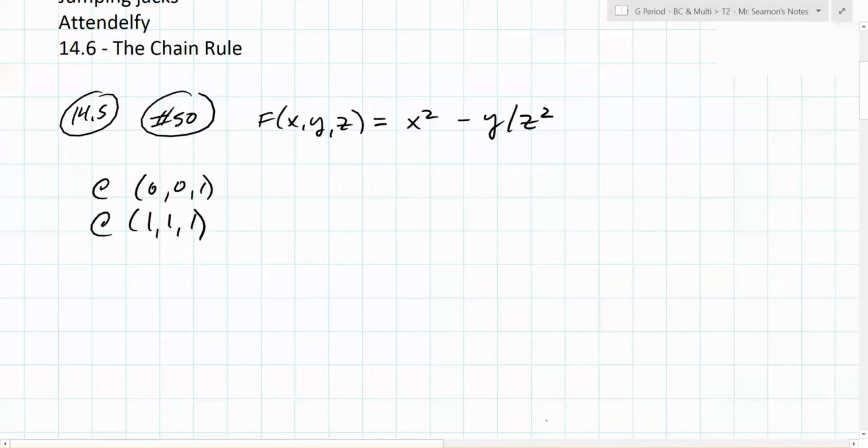You need to find first f_x. What's f_x of x, y, z going to be equal to? 2x. What's f_y of x, y, z going to be equal to?